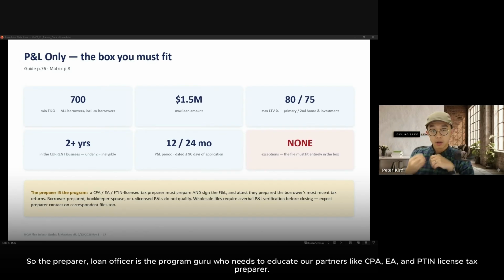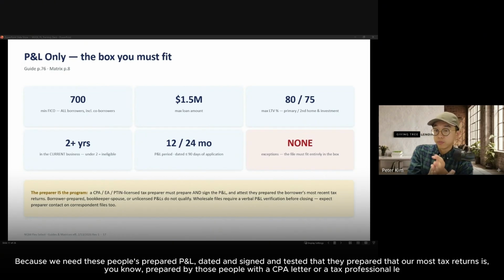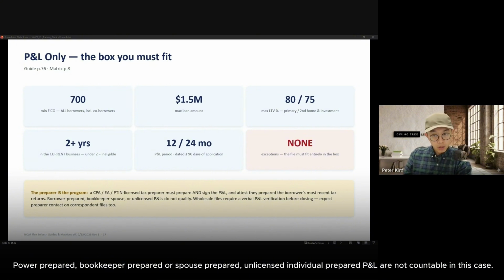So the loan officer is the program guru who needs to educate our partners like the CPA, EA, and licensed tax preparer. We need the P&L prepared by these people, dated, signed, and attested that they prepared it, and tax returns prepared by those people with a CPA letter or tax professional letter. Borrower-prepared, bookkeeper-prepared, spouse-prepared, or unlicensed-individual-prepared P&Ls are not countable in this case.